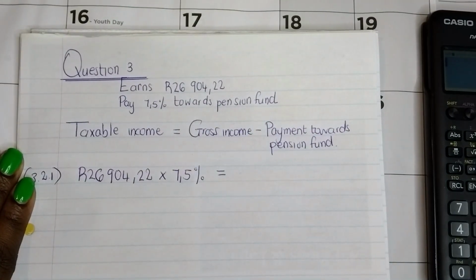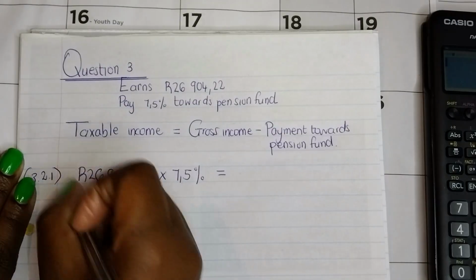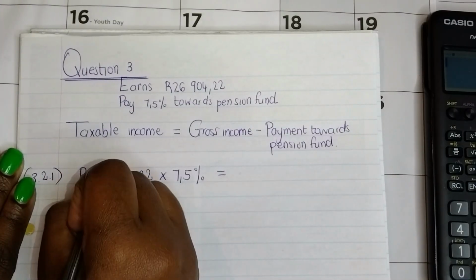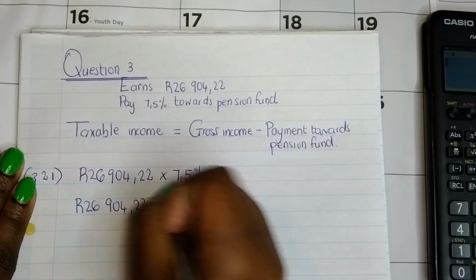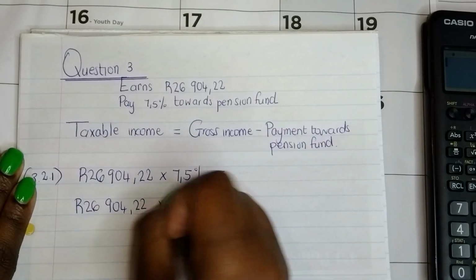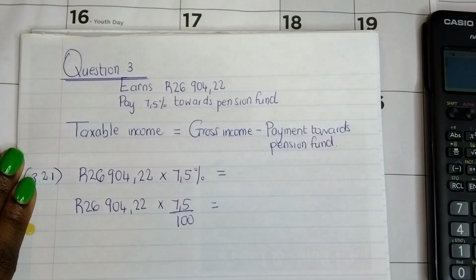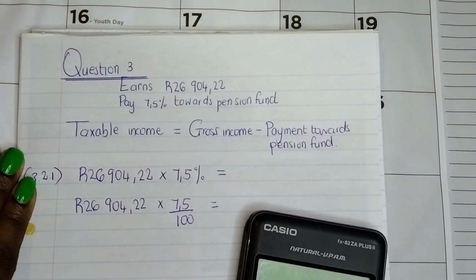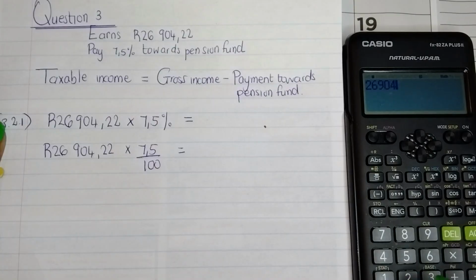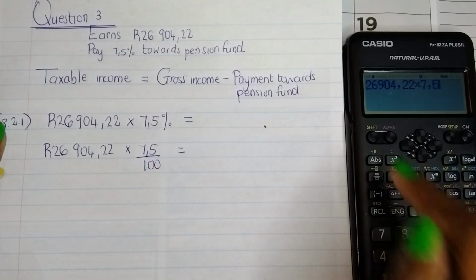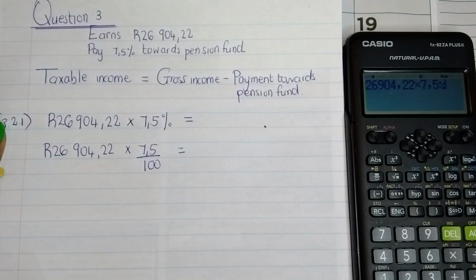To get the payment that she makes towards a pension, you can just take 26,904.22 and multiply it by 7.5 divided by 100. It should give you the same answer. Okay, so it's 26,904.22 multiplied by 7.5%. So it's the percent.